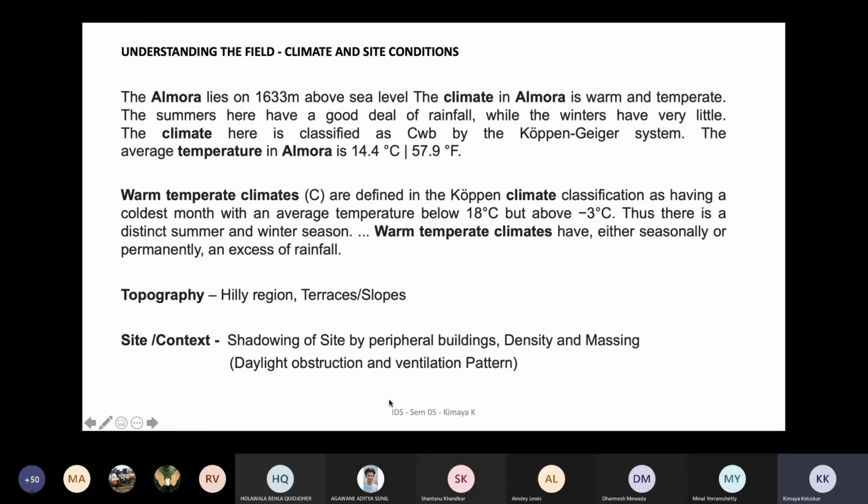So this is just an example that I have taken from last year's site, because the project was very site specific. So whenever you're looking at a climate responsive architecture, there is a certain kind of understanding that you need to have regarding the region. Now, what we understand is across the class, you will have selected sites which are in varied regions. So definitely the climatic conditions are going to change.